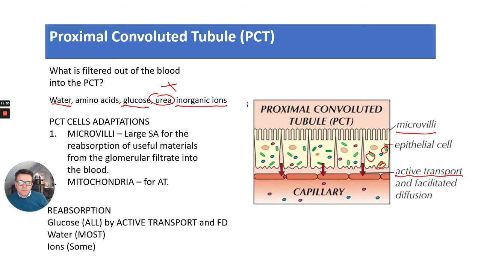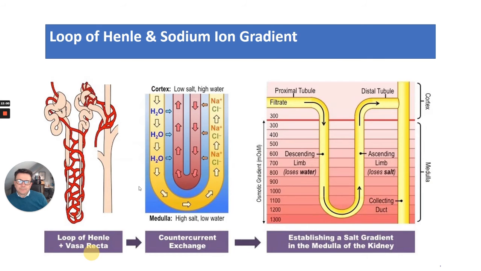In terms of reabsorption, what's going to be reabsorbed is all the glucose. If you don't reabsorb all the glucose, you're going to lose it in the urine. That would suggest that you're unable to control the amounts of glucose in your blood. So you could be diabetic, so it could be used as a test for diabetes. And most of the water, depending on whether you're hydrated or dehydrated, will be reabsorbed, and some of the ions as well will be reabsorbed.